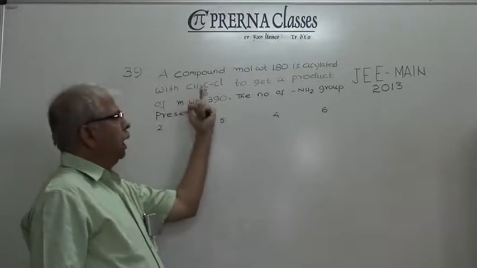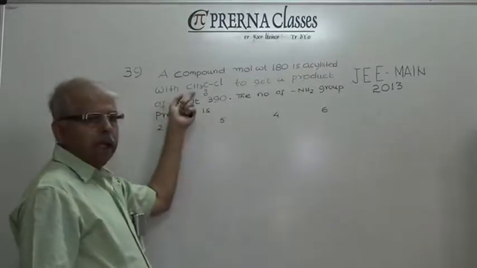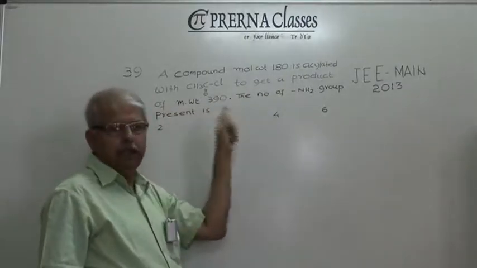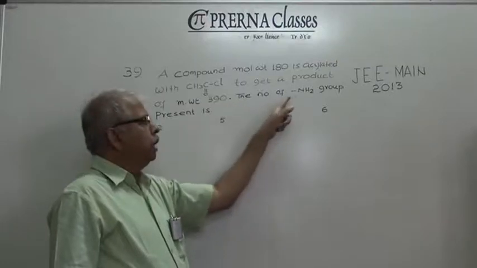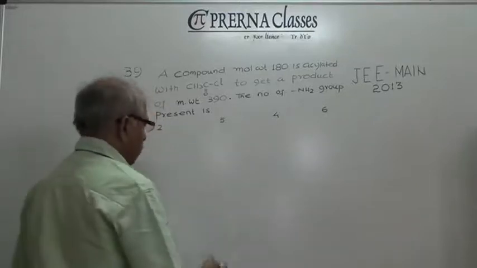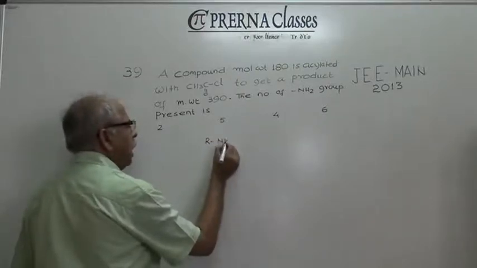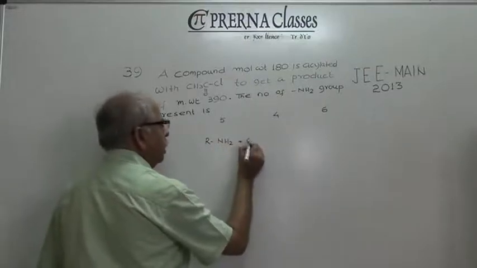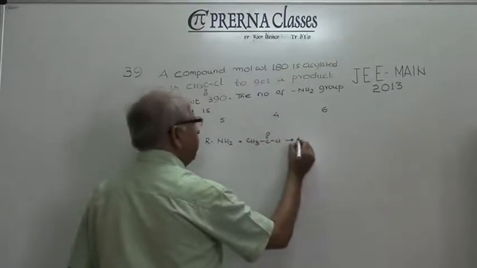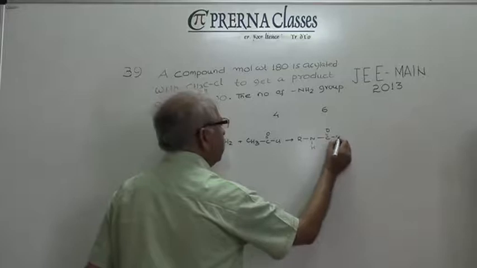A compound having molecular mass 180 is acylated with CH3COCl to get a product of molecular weight 390. The number of NH2 groups present is, and 4 options are given. Now, let us look at it. Suppose we have RNH2 and that is treated with acid chloride CH3C=OCl. That will give us RNH-C(=O)CH3.